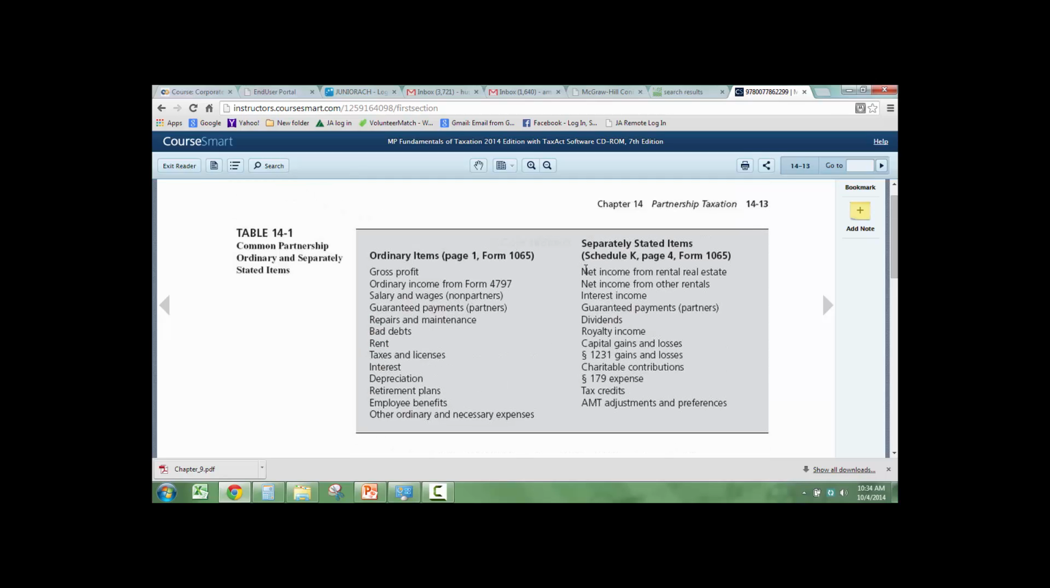The separately stated items: net income from rental real estate. So if the partnership has rental real estate, they have to state this separately. Net income from other rentals, interest income, guaranteed payments, dividends, royalty income, capital gains or losses, Section 1231 gains or losses, charitable contributions, Section 179 expense, tax credit, and AMT adjustments and preferences. We'll get more into this, but this is the general list of ordinary and separately stated items.